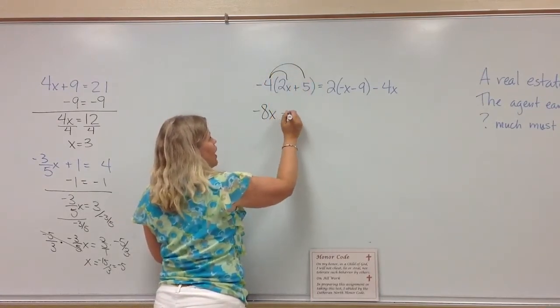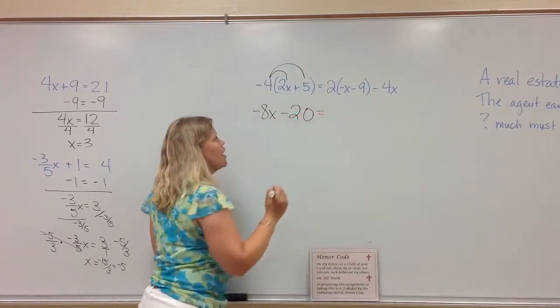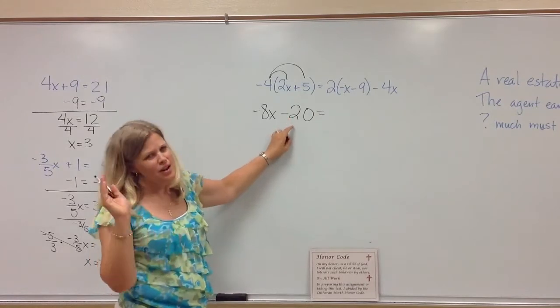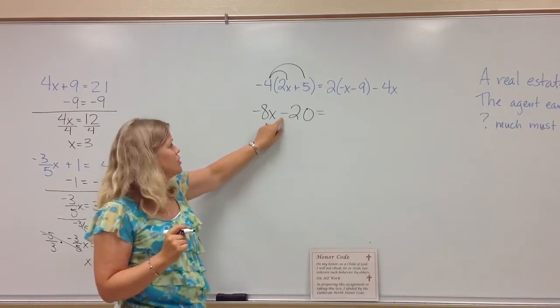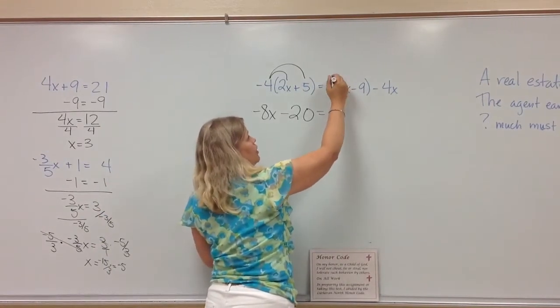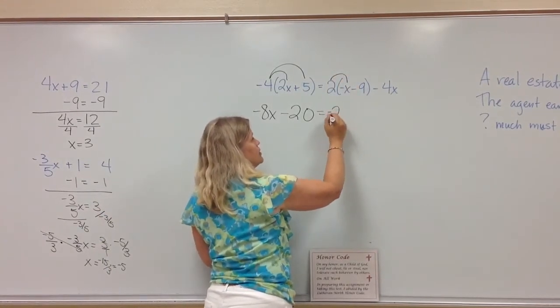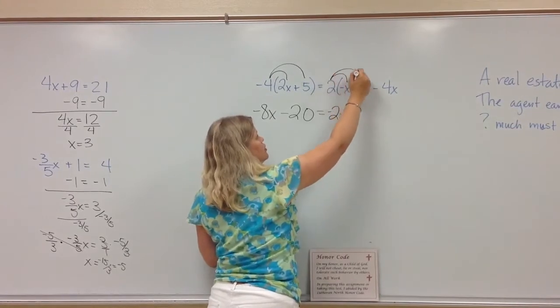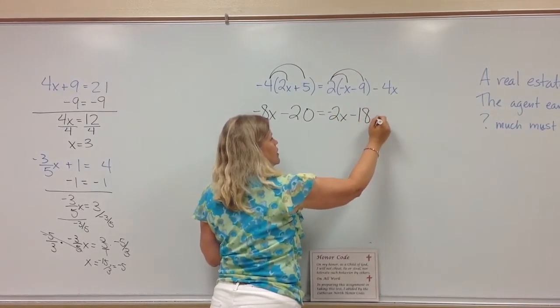Negative 4 times 5, negative 20. Remember how we talked about we're not going to write that plus negative stuff down? Just keep the sign in front. Let's distribute over here. 2 times negative x is negative 2x. 2 times negative 9 is negative 18.